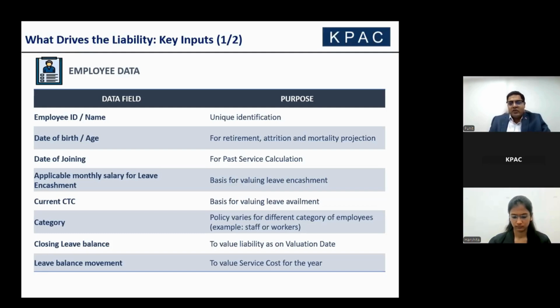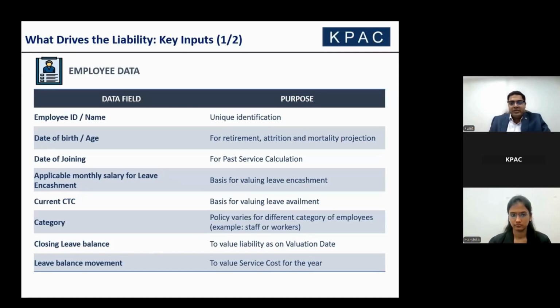Applicable monthly salary for leave encashment. This is the specific salary component that forms the basis for valuing any leave that will be paid out as cash. It could be basic salary, for instance. Current CTC, the cost to company salary, it is used as the basis for valuing leave that is availed or used during employment, as this impacts the cost to the company at the time of usage.